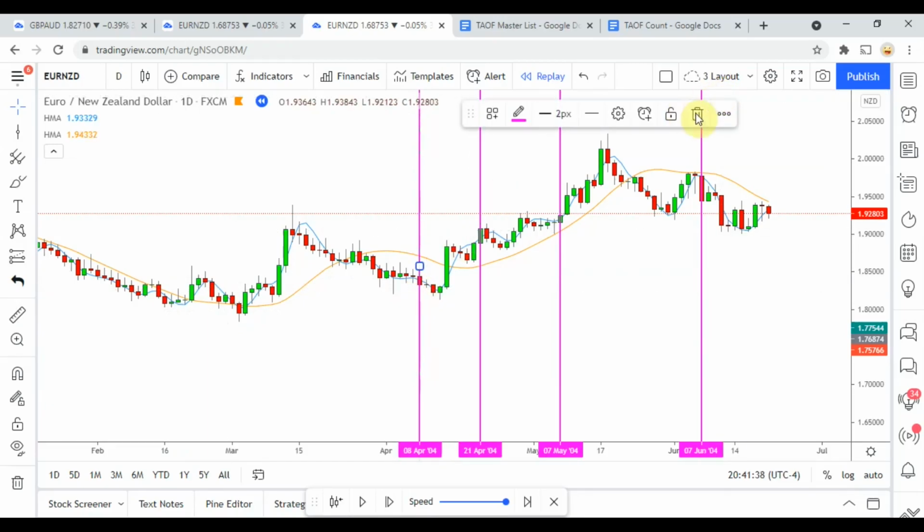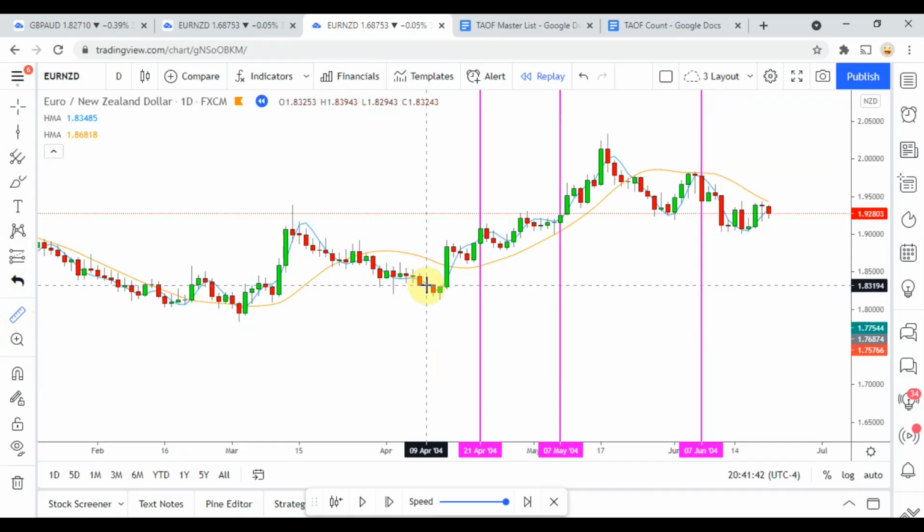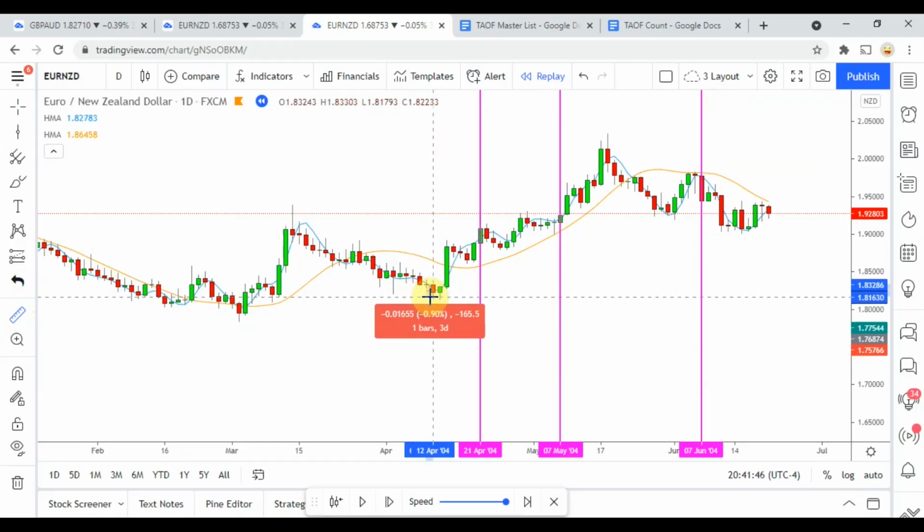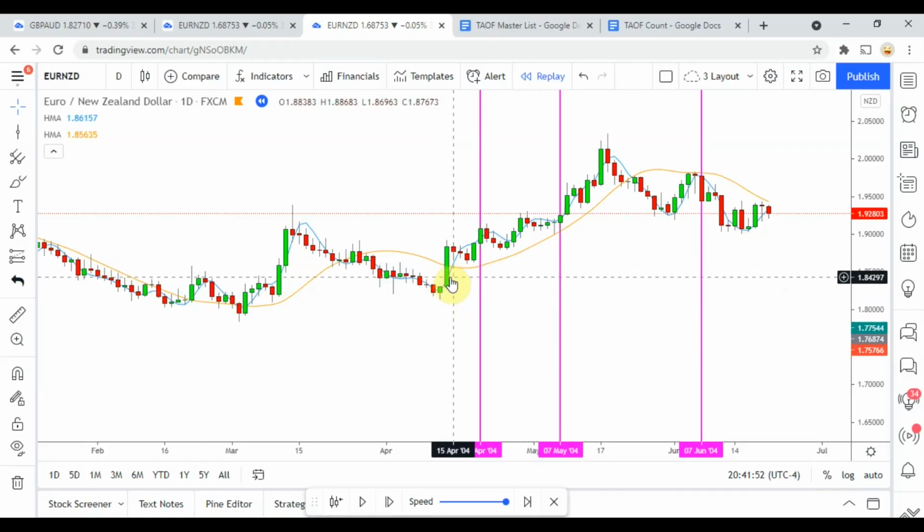We'll go ahead and delete that line there, and we're looking at 147 pips as our take profit. You can see right here on this green candle, we got to the take profit before things turned around and started to move to the upside.